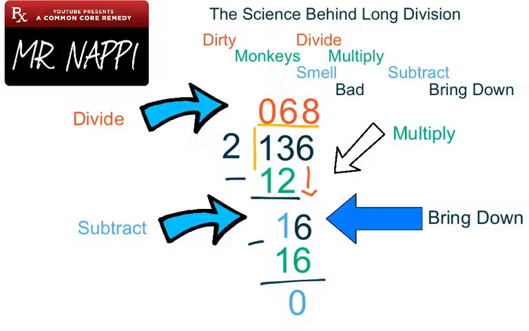I hope these steps helped. They remain the same even when there is a remainder. Hopefully I'll get a chance to go into that more in the future. But those are the steps of long division. That's the science behind long division. And remember, dirty monkeys smell bad.